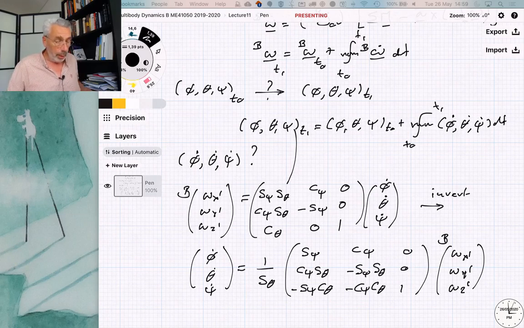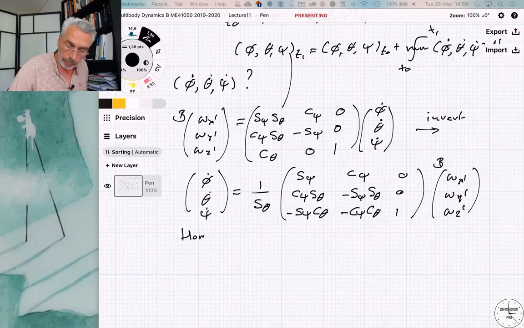Well, okay, and then now we have this expression, and we know what the speeds are, we know what the angles are, so we can find these time derivatives, and then we can do the numerical integration. We have updated angles, we can calculate the rotation matrix again, and we can do our calculation.